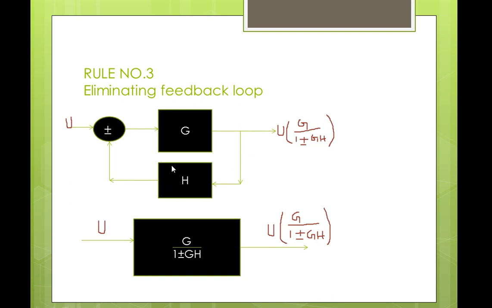So here the transfer function or the output equation of this system is G by 1 plus or minus GH. We are representing this as a single block, and we are getting U into G by 1 plus or minus GH. So whenever you see this type of system in any complex system, you have to represent it with this single block.